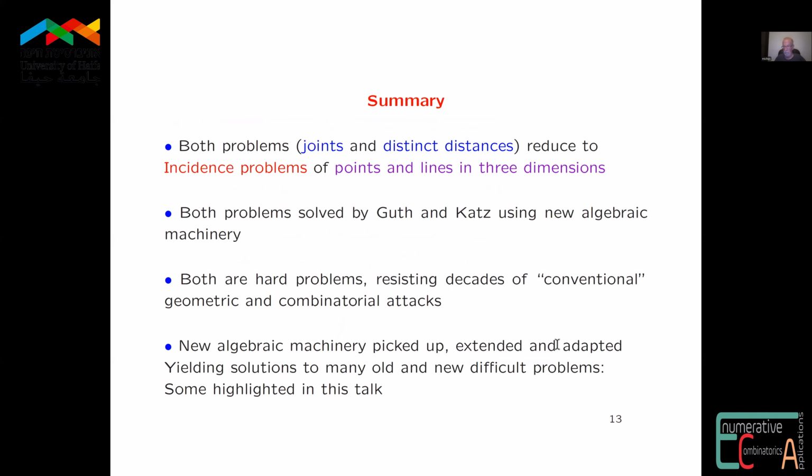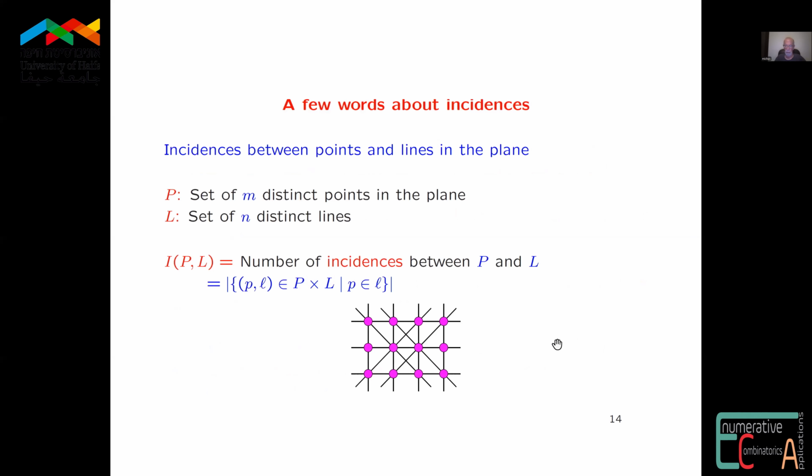So just to repeat what I said, we are facing problems of incidences between points and lines in 3 dimensions. And Guth and Katz solved both problems using algebraic machinery, which in retrospect may not be so surprising, but it was quite tantalizing when it came up. And as you will soon see, it led to a lot of additional results.